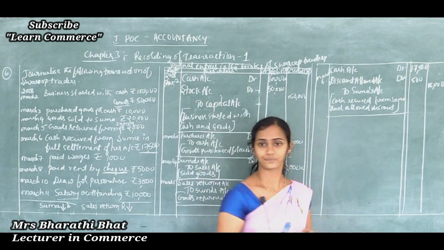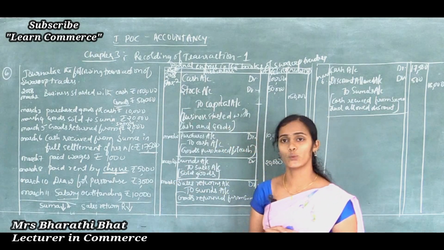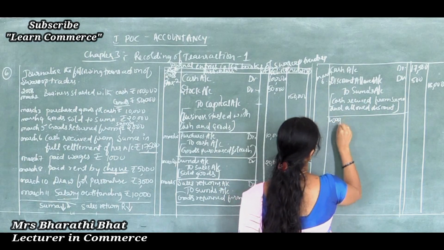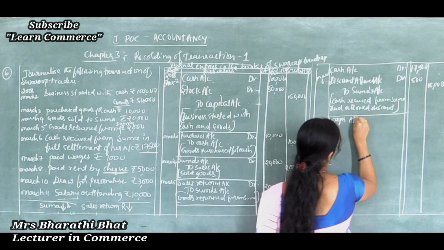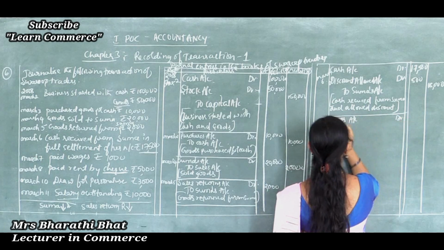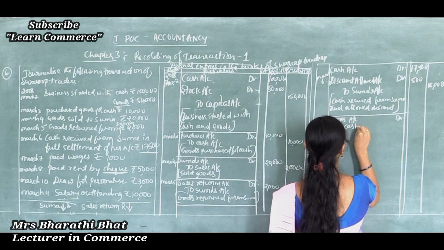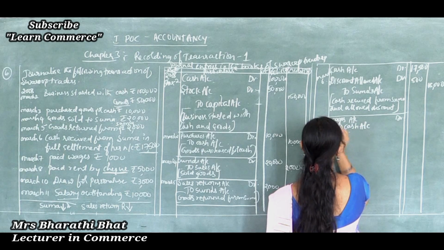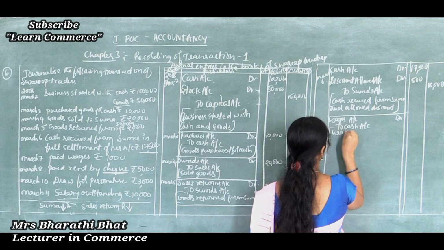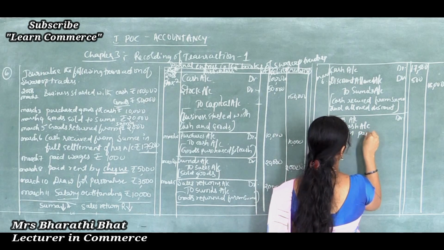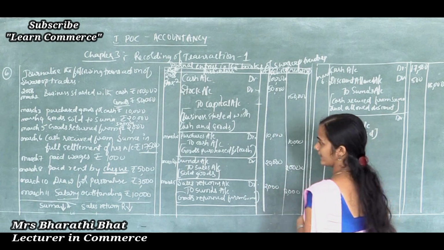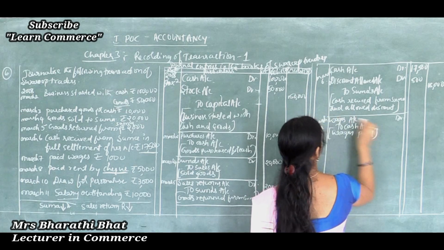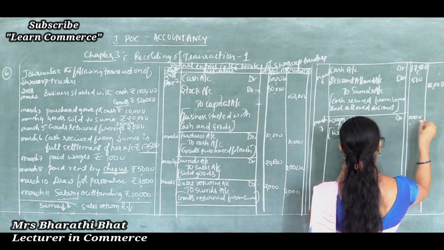Next one, paid wages. Very simple. Wages account debited to cash account. Here we can write wages paid. Date March 7, rupees 1,000.